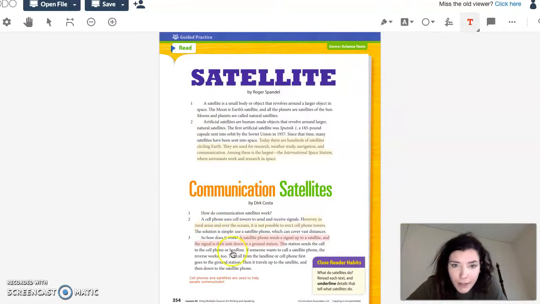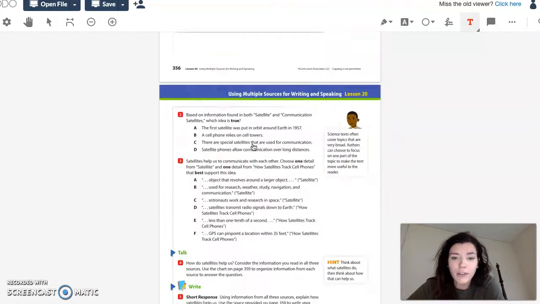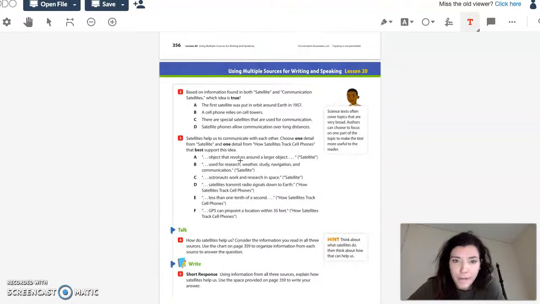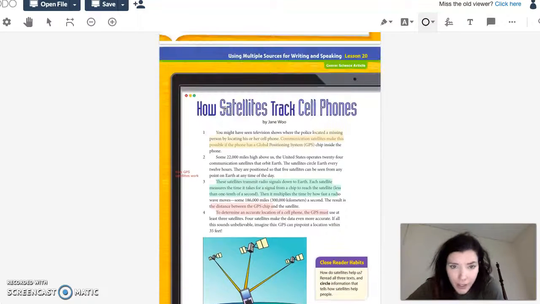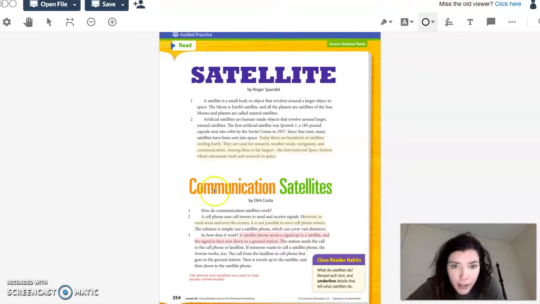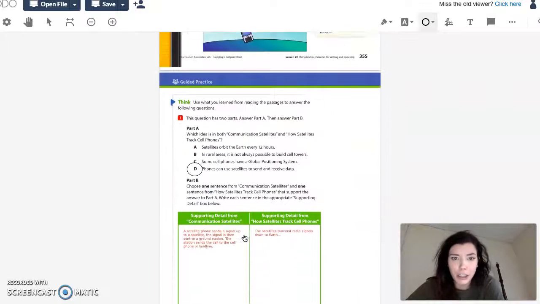I know this one is talking about cell phones, but let's look here. Today, there are hundreds of satellites circling Earth. They are used for research, weather study, navigation, and communication. Ding, ding, ding. I think right here it's telling us that satellites are used for communication. I really don't see much specifically about cell phones, so I'm going to need to find the answer choice that doesn't specifically just talk about cell phones. A says the first satellite was put into orbit around 1957. That one is in this article, yes, but it doesn't even talk about 1957 at all in this article, so I know that that one's not true.